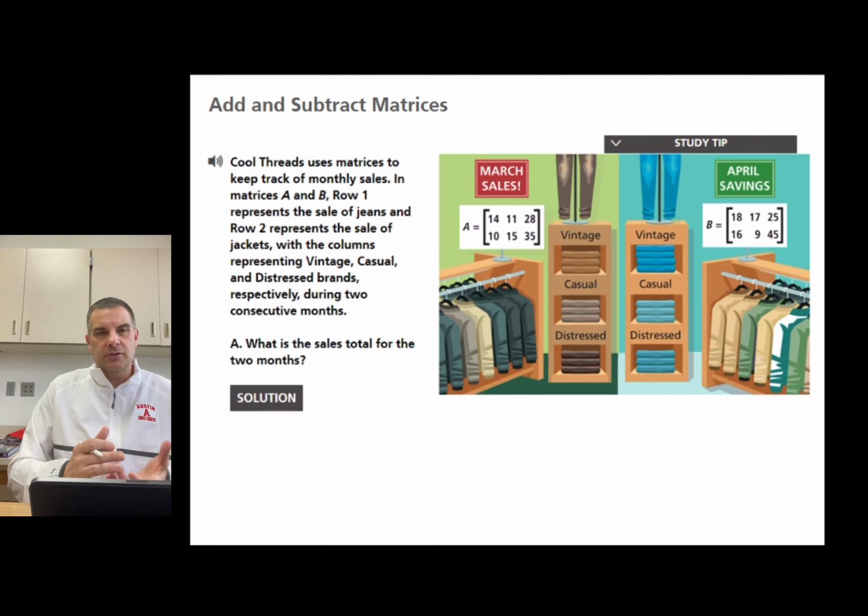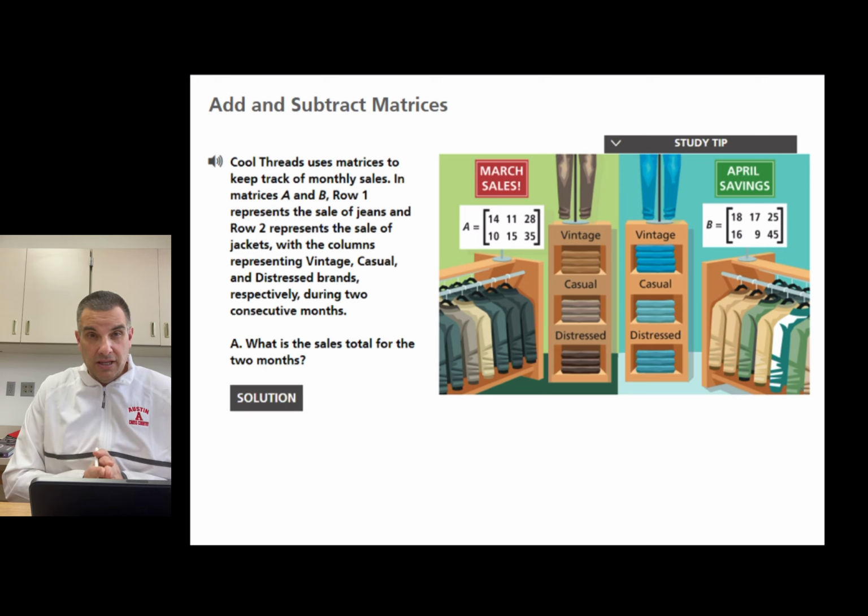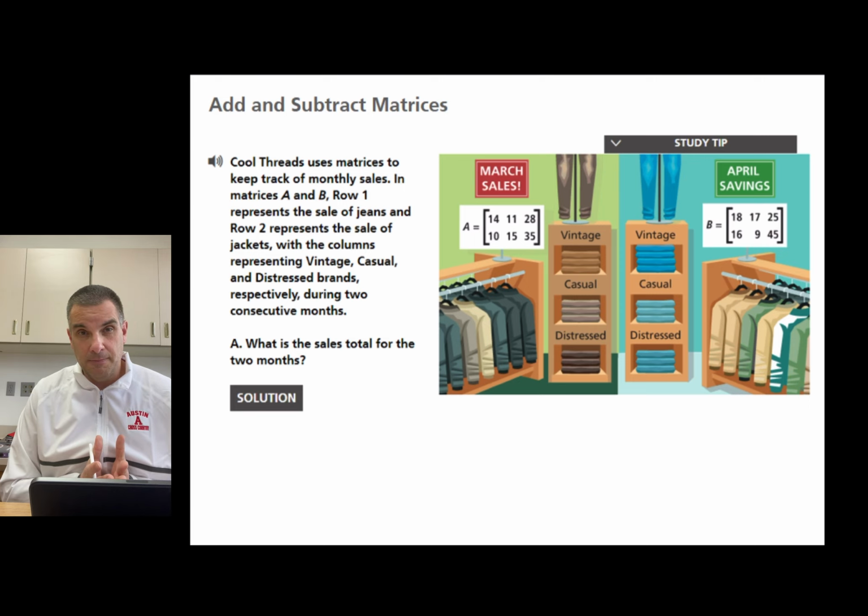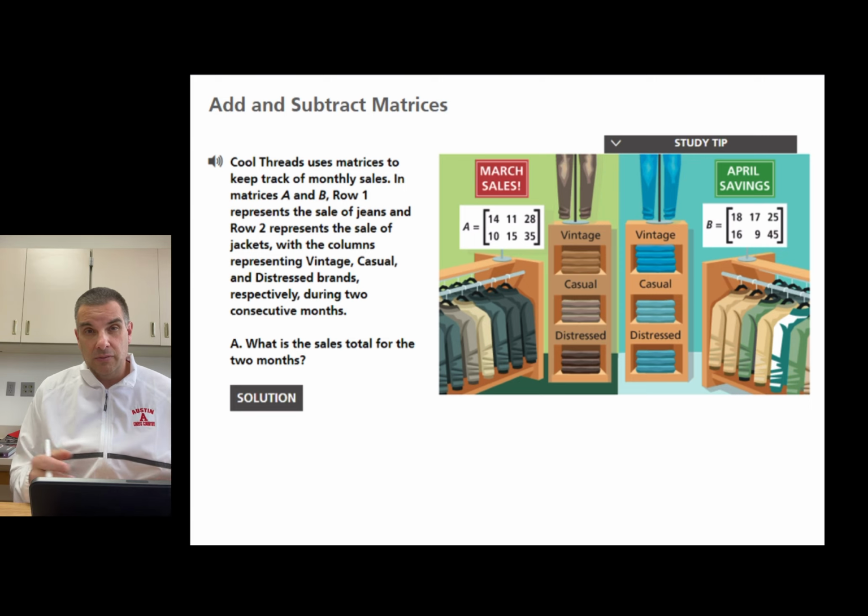Anytime you're adding and subtracting matrices, you have to make sure the matrices have the same dimensions. In order to add or subtract them, they have to look exactly the same. A 2 by 3 and a 2 by 3, a 3 by 3 and a 3 by 3, a 4 by 4 and a 4 by 4, a 10 by 10 and a 10 by 10. You can only add and subtract matrices that have the same dimensions. If they don't, you can't add them together.